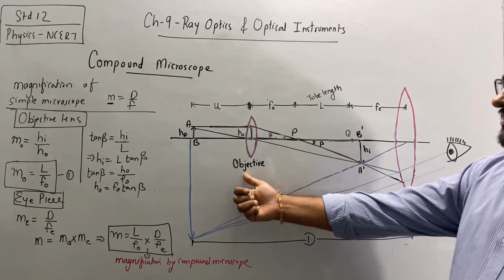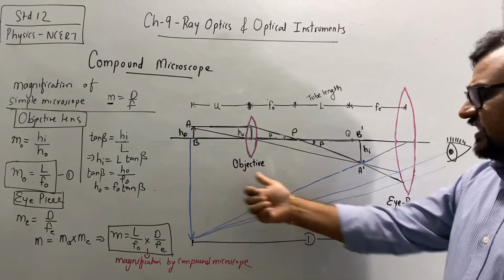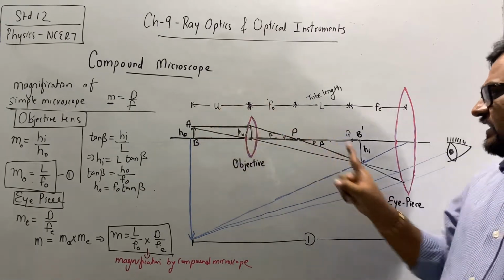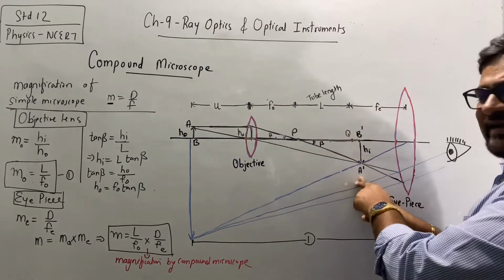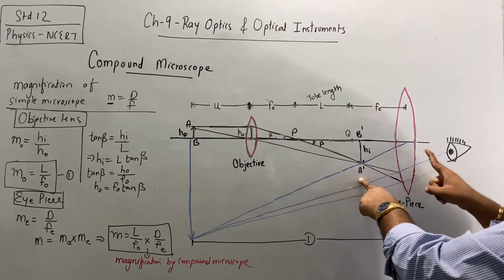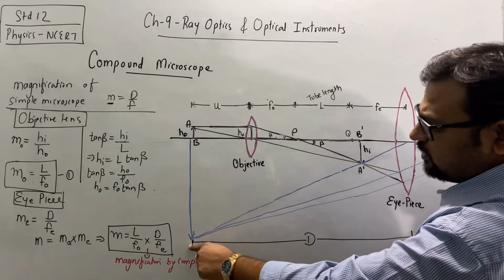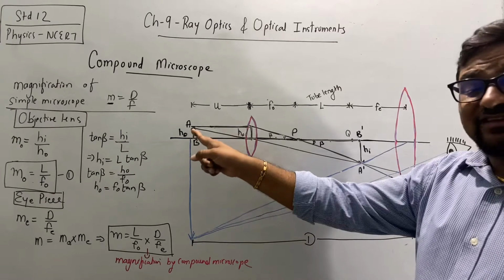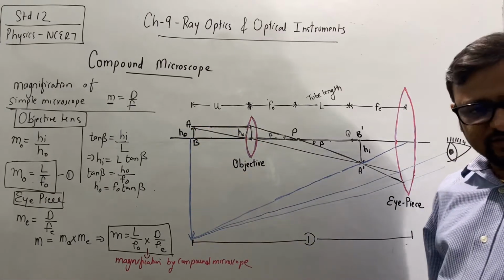Clear? So the lens placed near the object is the objective. The one near the eye is called the eyepiece. AB is the object. The image formed by the objective is A dash B dash. That acts as the object for the eyepiece, and the final image is formed this way. This is the magnified, enlarged image, right?